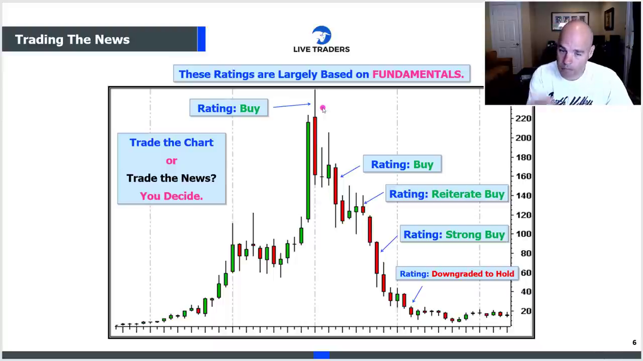All right, this chart's a little bit older. How can you put a buy rating on a stock that's on a climactic sell setup? How can you reiterate that buy as it just tumbles? And finally, when it gets to the bottom, they're not interested in your well-being. They're not interested in what's good for you. They're interested in what's good for the company. Maybe they need one last spike to get out of their position. All right, trade the chart or the news. You decide. To me, I'm going to stick with the chart.